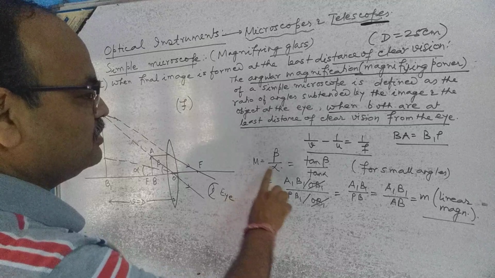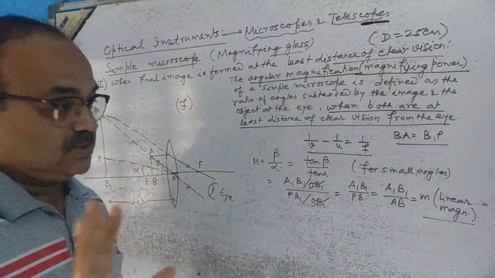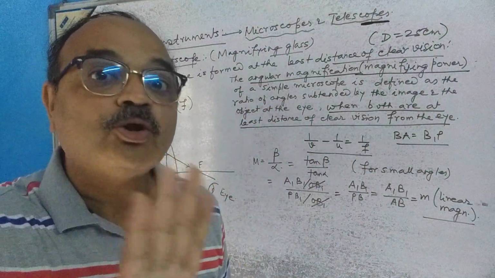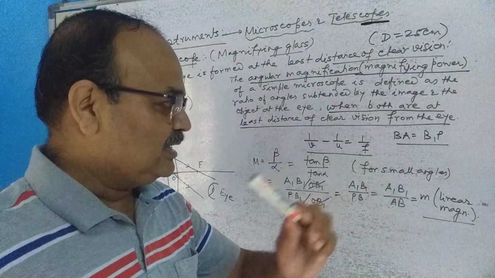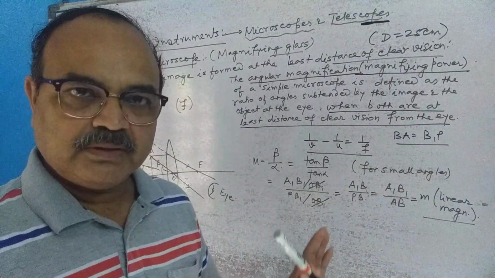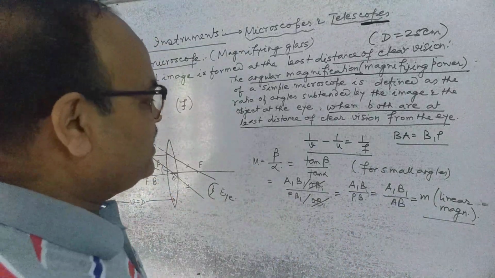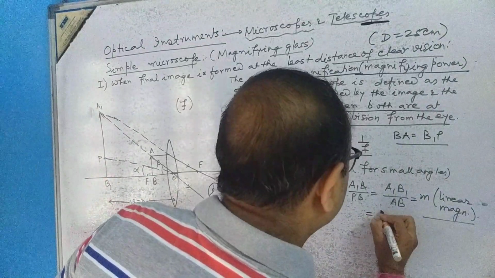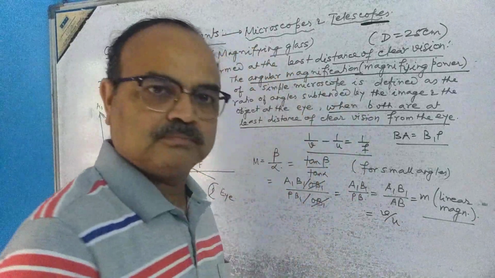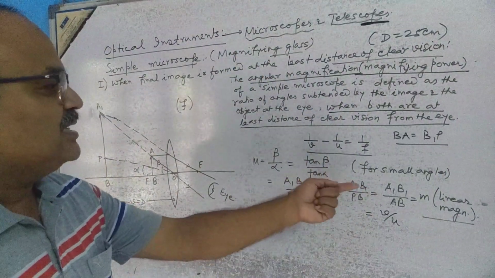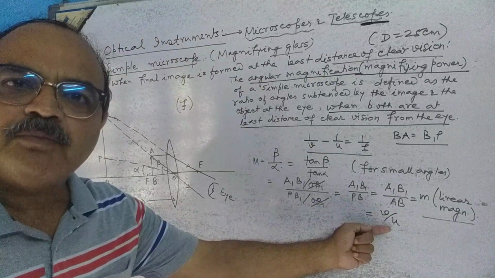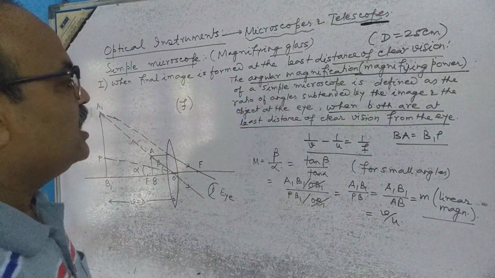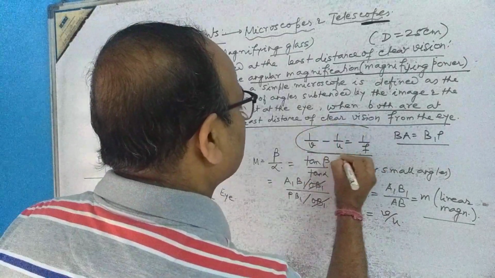But mind this, angular magnification is not always equal to the linear magnification. It is equal only in this case. Obviously, it may be written as V by U, no problem. That is, size of the image by size of the object is equal to distance of the image by distance of the object. That also occurs. Now I take this lens formula.